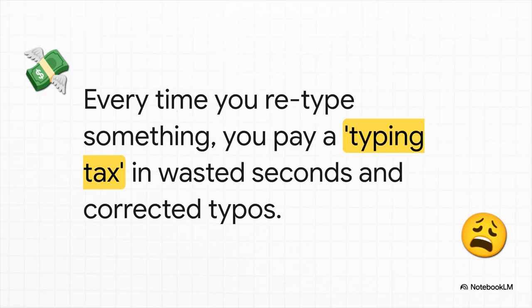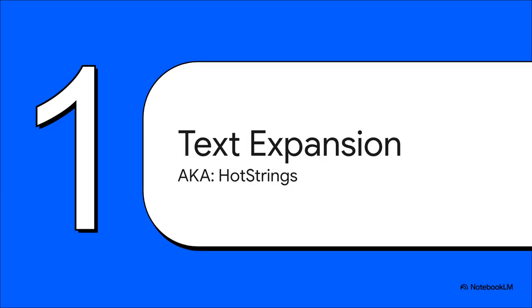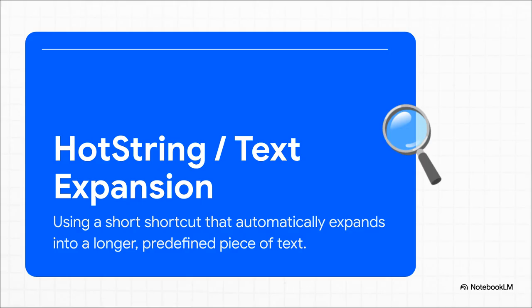So, what if we could just get rid of that tax? Well, the solution is this really beautiful, simple concept called text expansion. Now, the productivity pros, the people who build their entire workflows around this stuff, have a technical name for it: hot strings. And today, you're going to learn exactly how to use them. So, what the heck is a hot string? The easiest way to think about it is like a magic word. You come up with a short, memorable shortcut, your own little secret code, and whenever you type it, it instantly transforms into a much longer piece of text that you've already set up. It's basically your personal shorthand for your entire digital life.